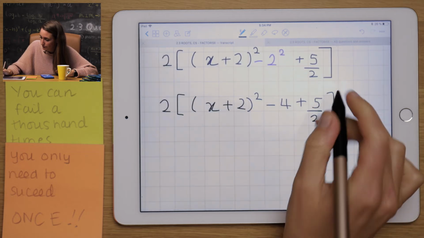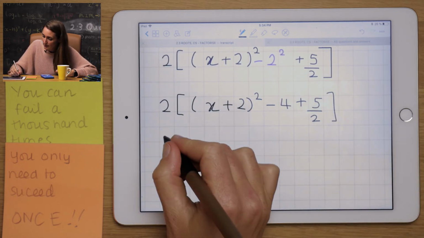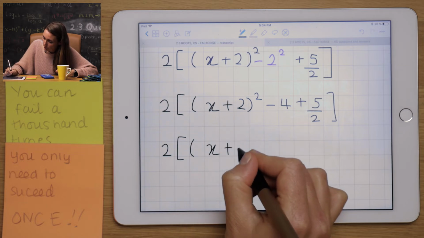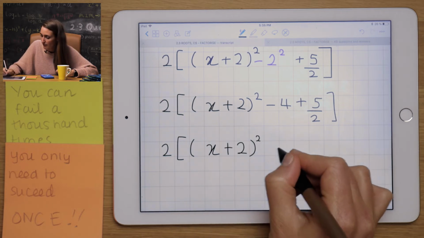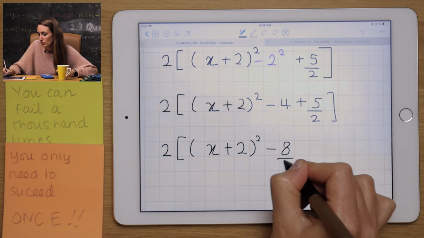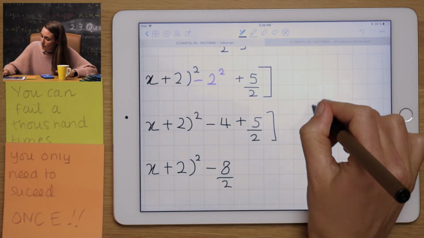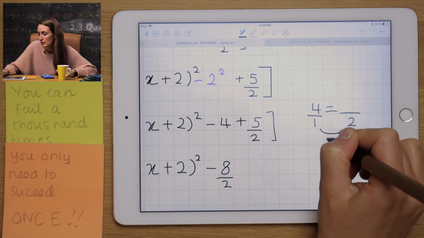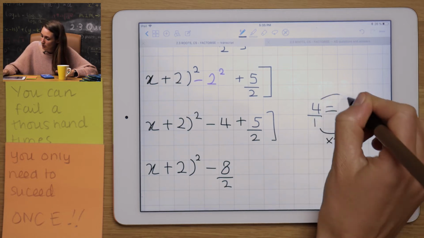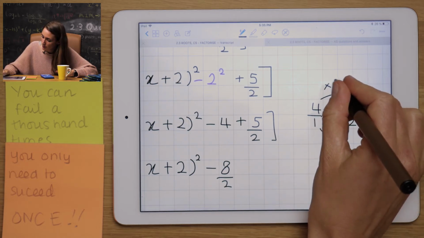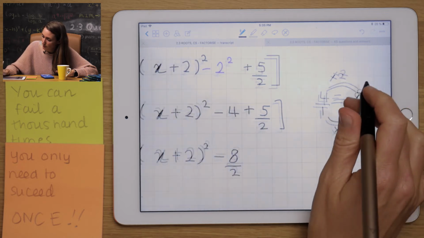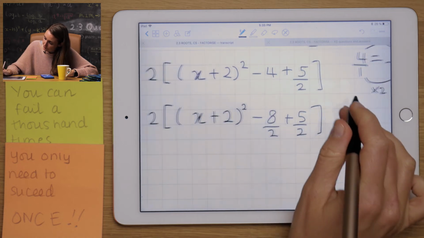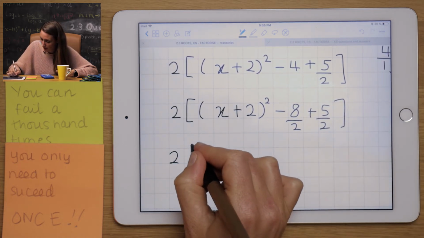You need to get a common denominator here of 2. So I will have that as minus 8 over 2. Again, 4 over 1 equals what out of 2? Times by 2, times by 2. That's 8 out of 2. Plus 5 out of 2. Put these two together.